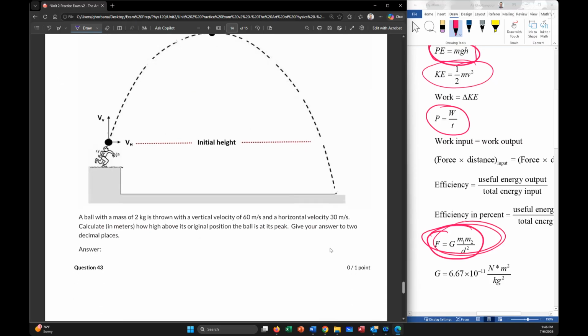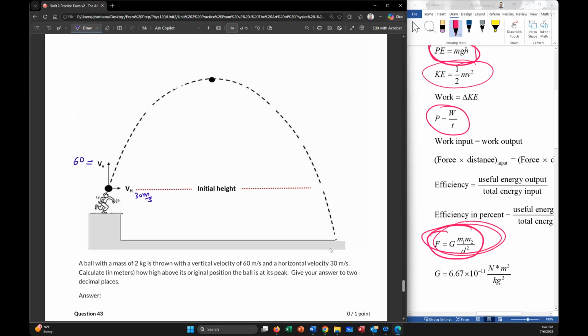Okay. So a ball with a mass of 2 kilograms is thrown with a vertical velocity of, again, this is a vertical velocity, 60 meters per second. What is the horizontal velocity? 30 meters per second. Good. Instead, calculate how high above its original position. Okay, it is asking us to find the vertical distance, yes?